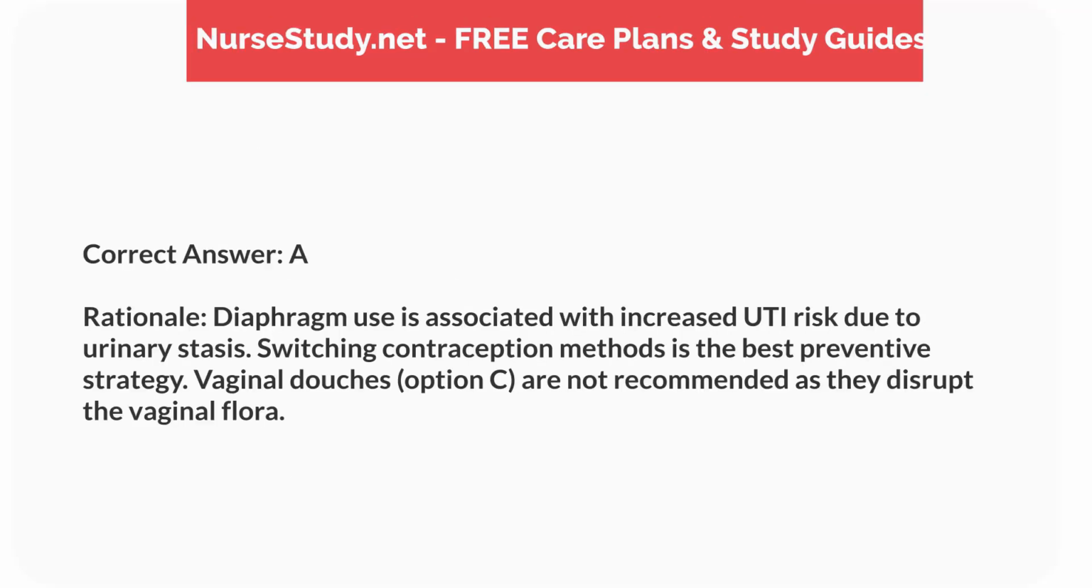Correct answer, A. Rationale: diaphragm use is associated with increased UTI risk due to urinary stasis. Switching contraception methods is the best preventive strategy. Vaginal douches, option C, are not recommended as they disrupt the vaginal flora.